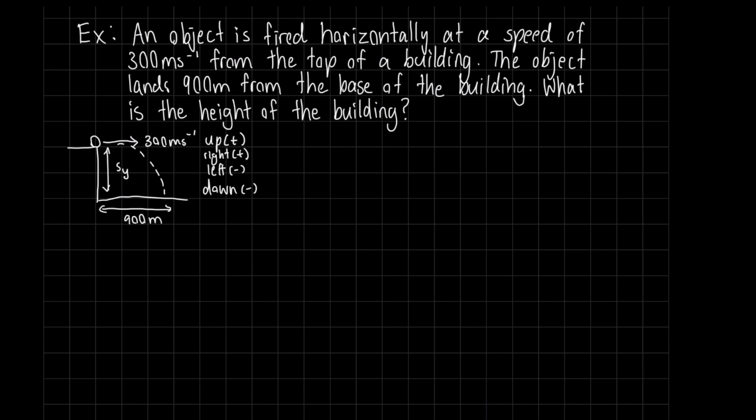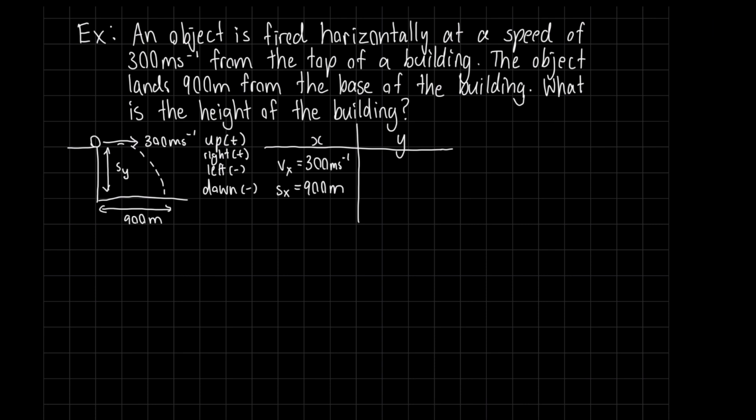All right, now that we have put our positive and negative directions, we need to write our values that we know and our unknowns. So let's put our X and our Y. So we know that its horizontal velocity was 300 meters per second, and we know that it landed 900 meters from the base of the building. Pretty good for the horizontal component.